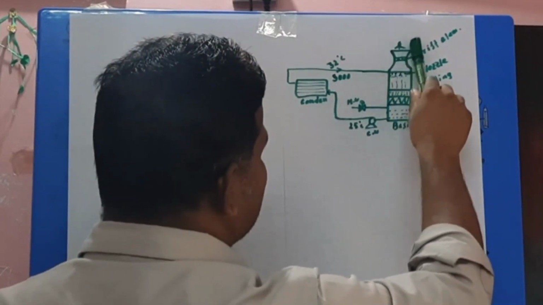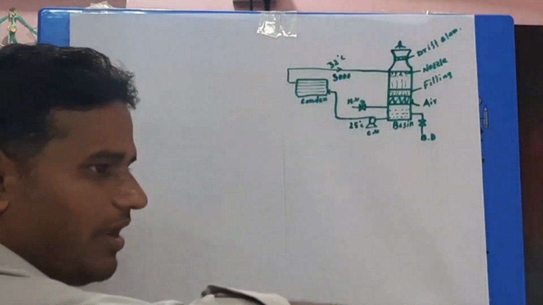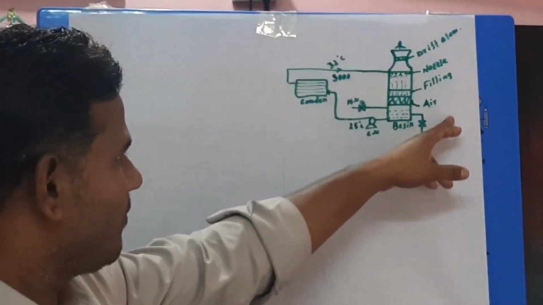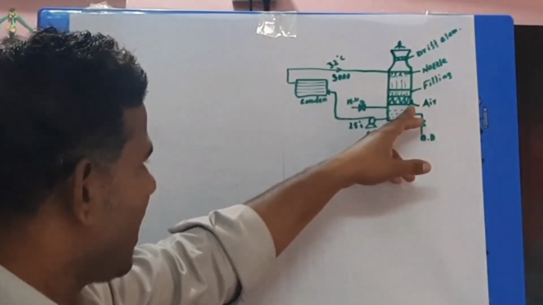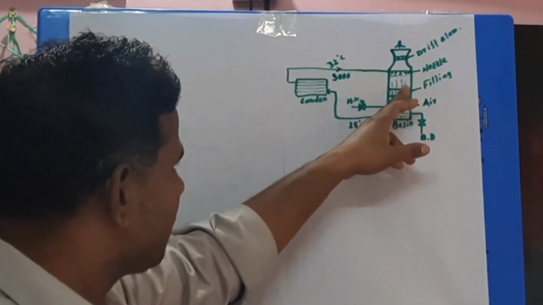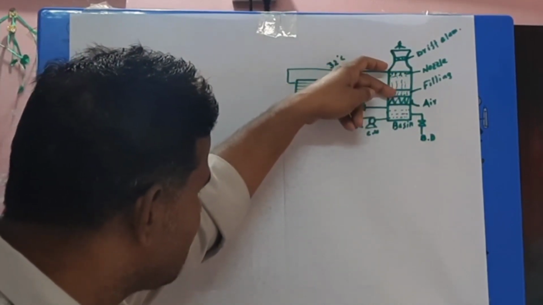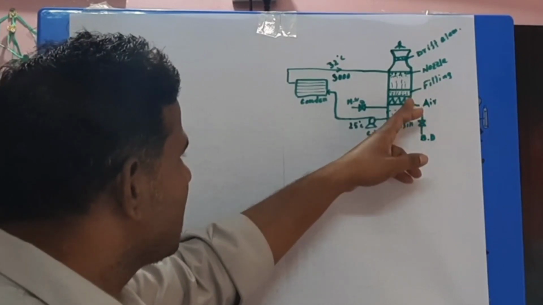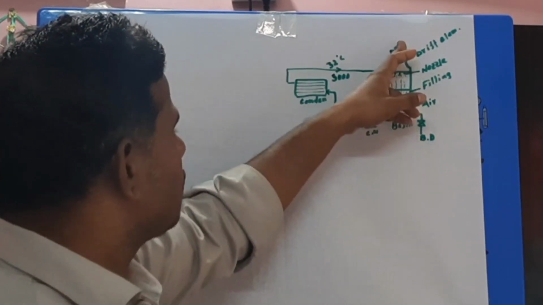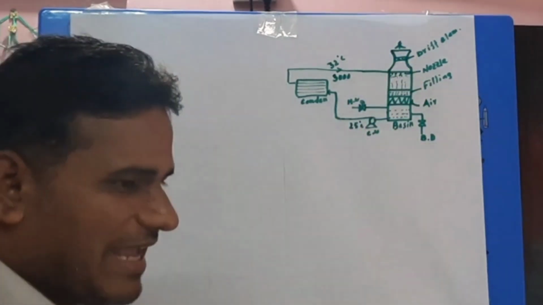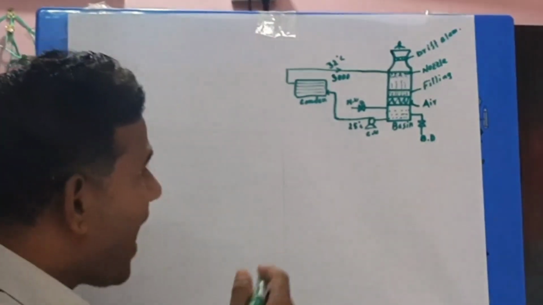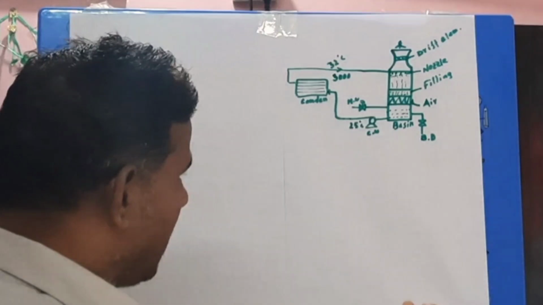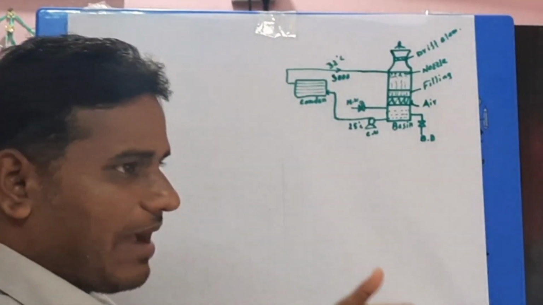And here a fan is available. This fan always sucks the air. So air comes from the atmosphere, and this atmospheric air passes through the filling. Water passes through the filling from top to bottom, and atmospheric air passes from bottom to top through the filling, so the air velocity also reduces. By this way, the air and water come into contact.